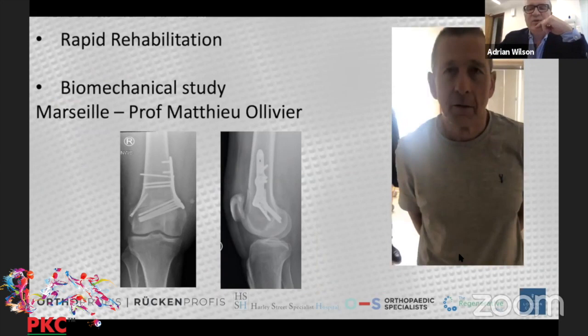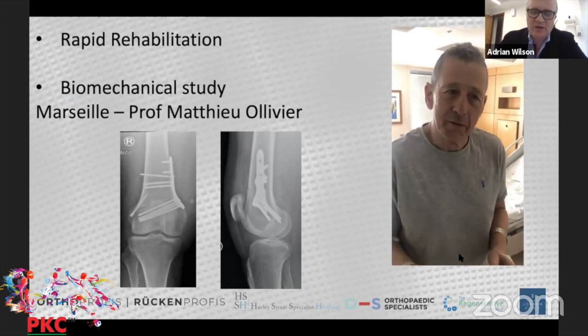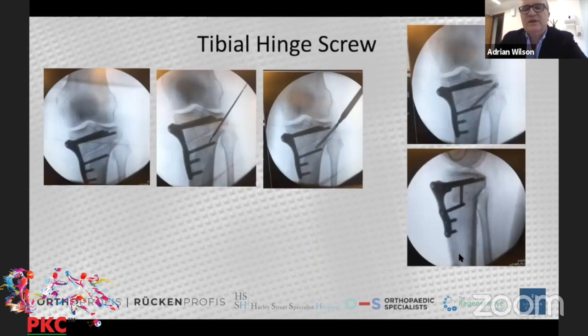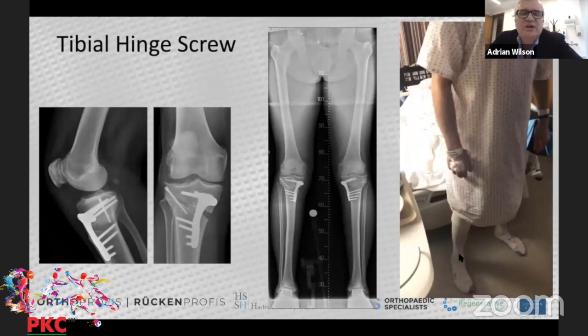Now we need to work with our biomechanical experiment and work out exactly what can we do, how quickly can we get these patients going? Because of course we go for full weight bearing on the tibia. Here you can see a case, AP and lateral post-operative views. This gentleman's 5 weeks post left HTO, and this is him the day after surgery.